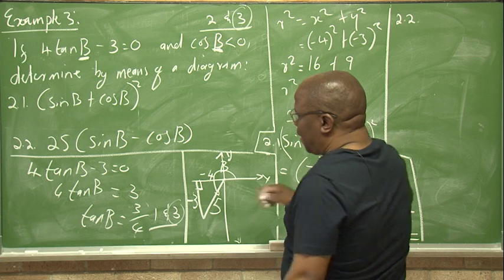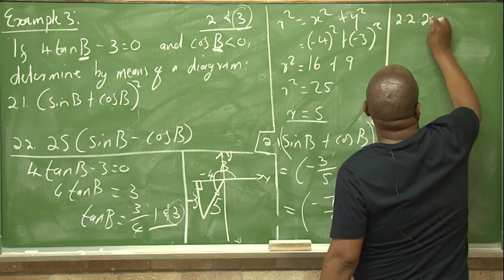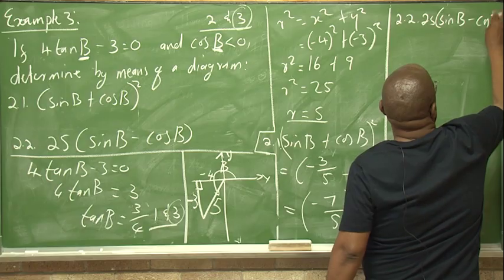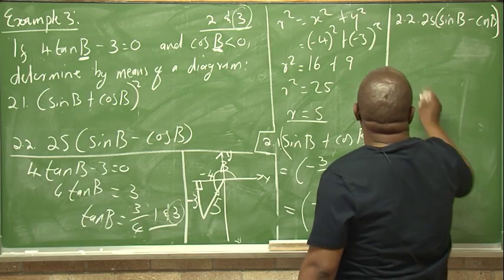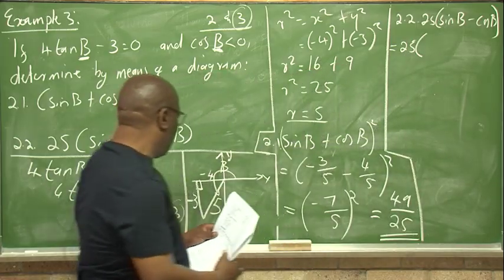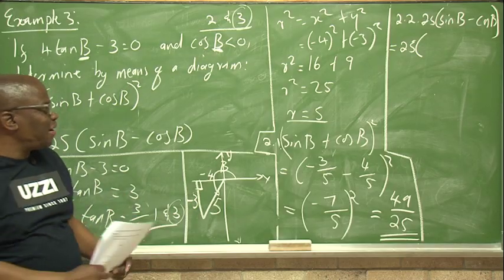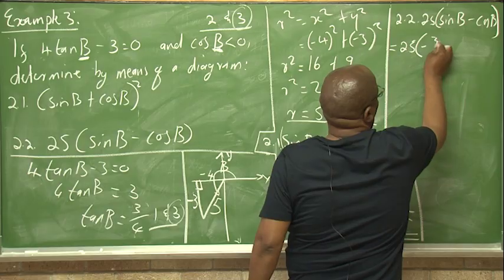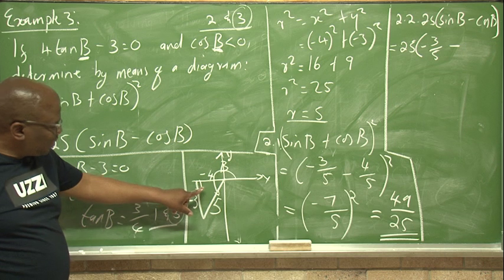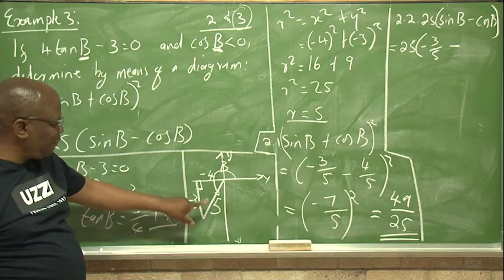2.2, that's where we had 25 sine B minus cos B. 25, the sine of B minus the cosine of B. This is equals to, you write 25 here, bracket. What is the sine of B? Here is angle B. Sine is opposite over hypotenuse, -3 over 5. Minus, check the cosine of B. What is the cosine of B? Cos is adjacent over hypotenuse, to be -4 over 5.